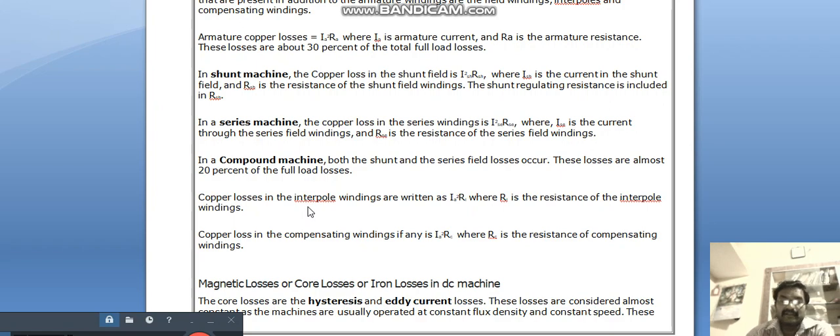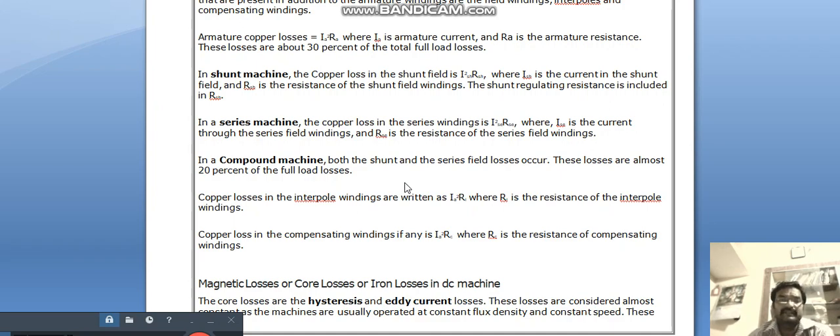Copper loss in the interpole windings is written as Ia square Ri, where Ri is the resistance of the interpole winding. Copper loss in the compensating winding, if any, is Ia square Rc, where Rc is the resistance of the compensating winding. These are the different types of copper loss that will be present in each motor or generator.